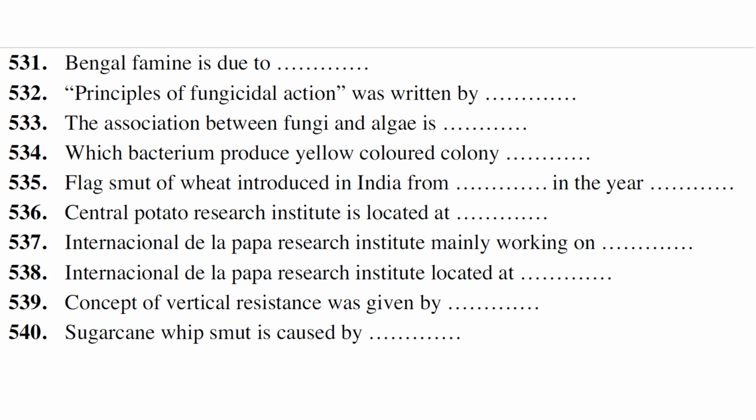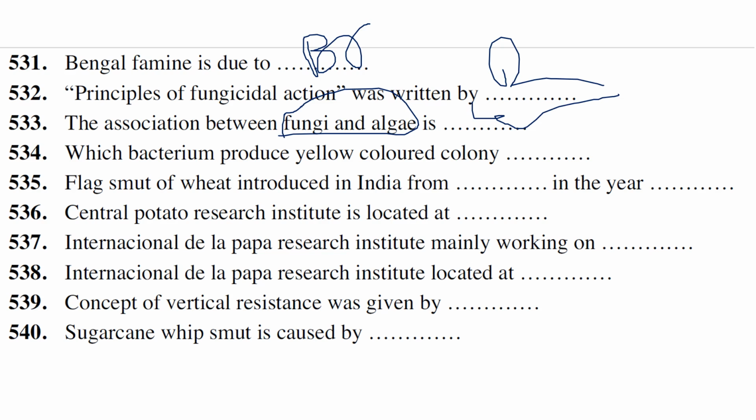The Bengal famine was due to a disease called brown leaf spot of rice, which we can also call Sasan leaf spot of rice, caused by Helminthosporium oryzae or Bipolaris oryzae. Principles of Fungicidal Action is a book written by Diamond and Horsfall. The association of fungi and algae is known as lichens. Lichens are the association between fungi and algae, right? Which bacterium produces a yellow colony or yellow pigment? Generally, Xanthomonas produces a yellow pigment.